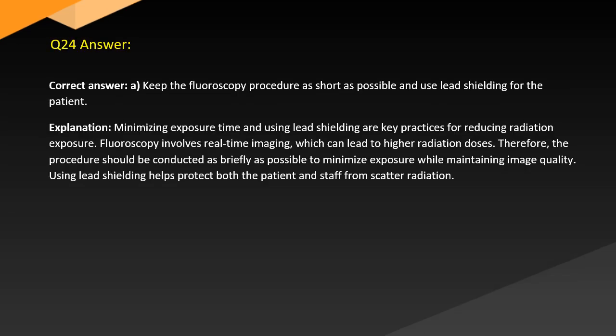Answer. Correct answer. A. Keep the fluoroscopy procedure as short as possible and use lead shielding for the patient. Explanation. Minimizing exposure time and using lead shielding are key practices for reducing radiation exposure. Fluoroscopy involves real-time imaging, which can lead to higher radiation doses. Therefore, the procedure should be conducted as briefly as possible to minimize exposure while maintaining image quality. Using lead shielding protects both the patient and staff from scatter radiation.